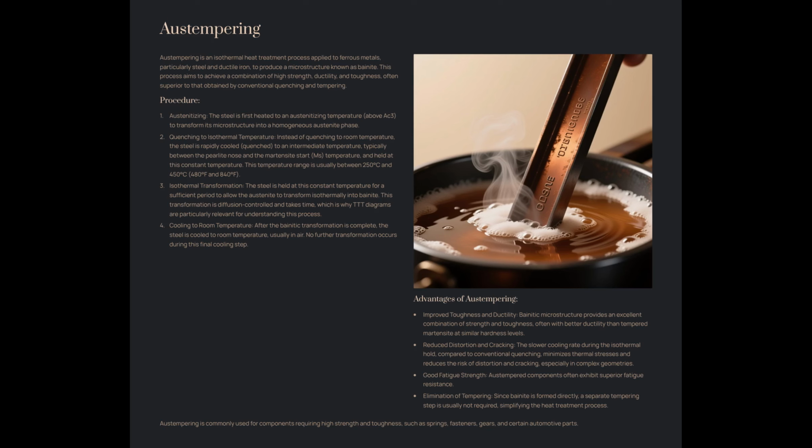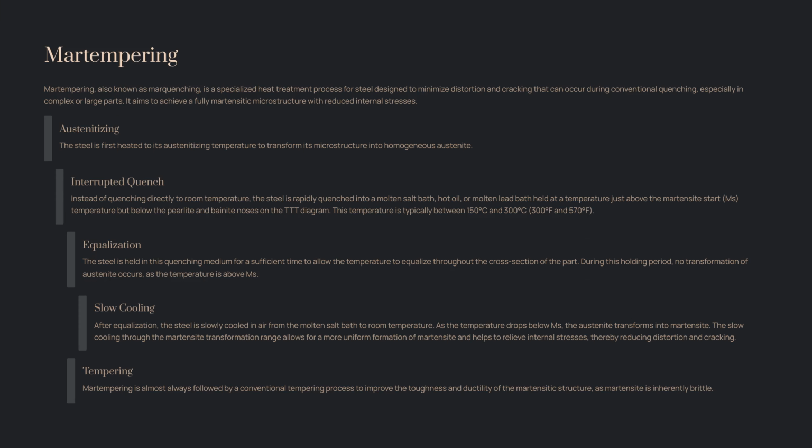The slow cooling through the martensite transformation range allows for a more uniform formation of martensite and helps to relieve internal stresses, thereby reducing distortion and cracking. Tempering. Martempering is almost always followed by a conventional tempering process to improve the toughness and ductility of the martensitic structure, as martensite is inherently brittle.